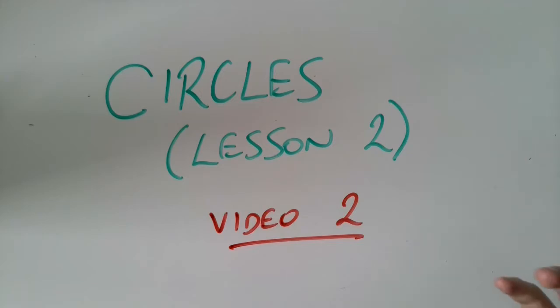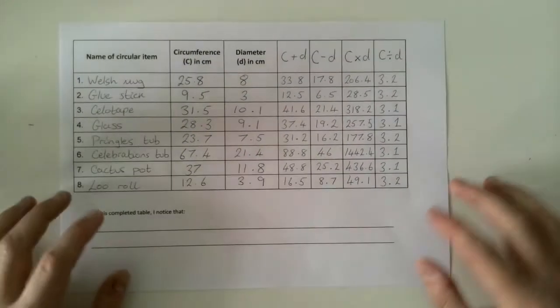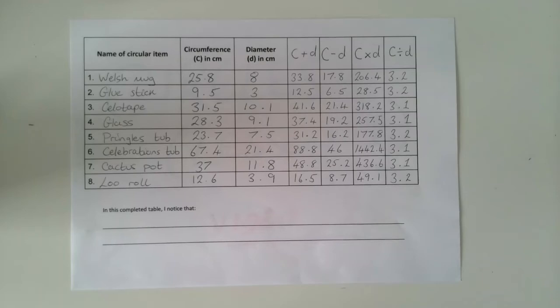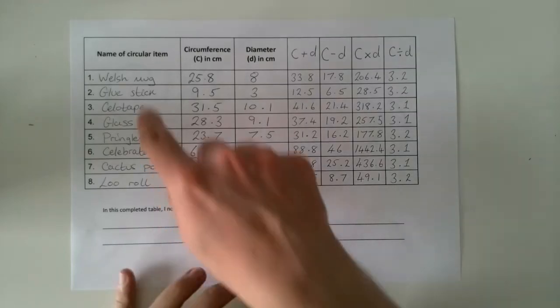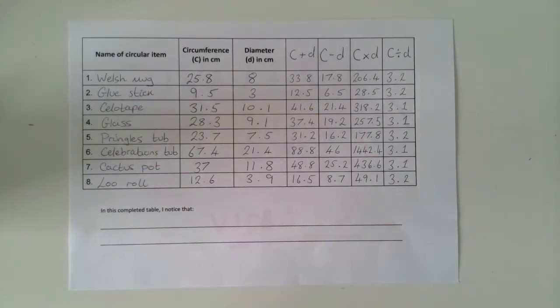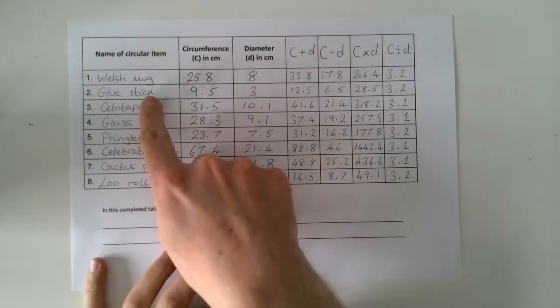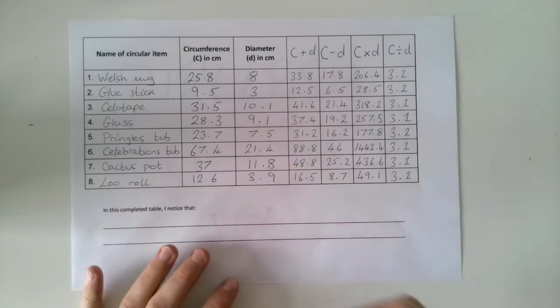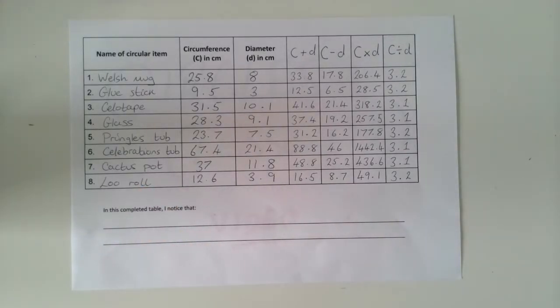If you're watching this video, it means that you've hopefully completed all of the calculations that I asked from you in that table. Now I've also completed all of the calculations with the circumference and the diameter for my 8 circular items. Now I asked you to see if you could spot anything with your table. You might want to take a few seconds to pause your video and compare your table to mine. We would have obviously used different items, but your table might look similar to mine in one way.